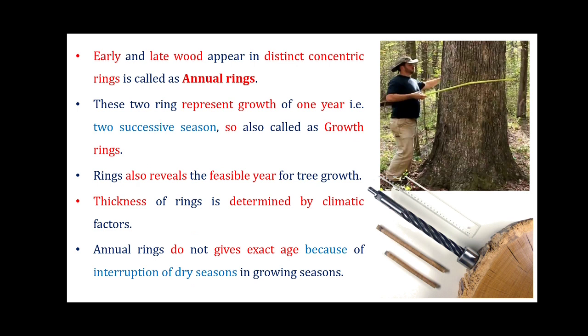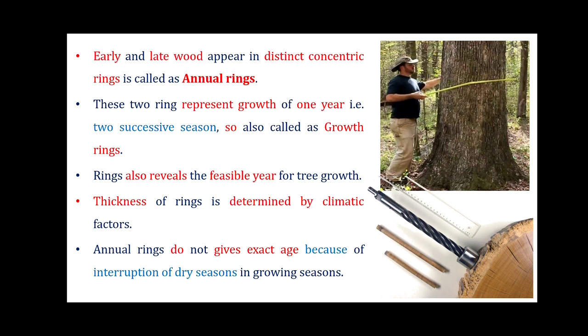It is called annual rings. We have already seen this in one of the previous slides. So these two rings represent growth of 1 year, that is two successive seasons, and these two seasons constitute 1 year. So they are called growth rings.